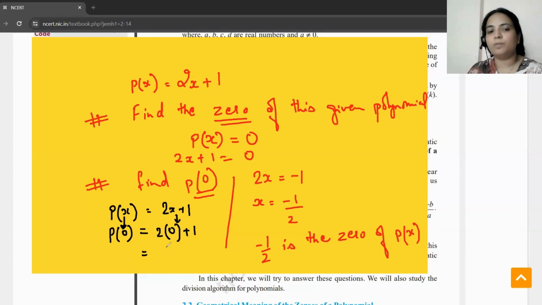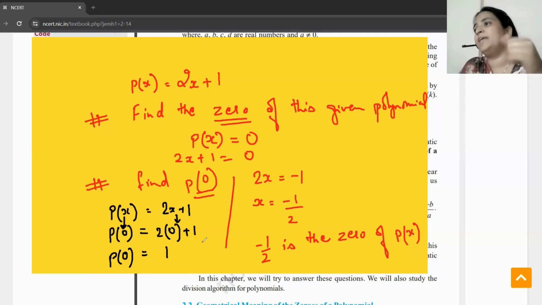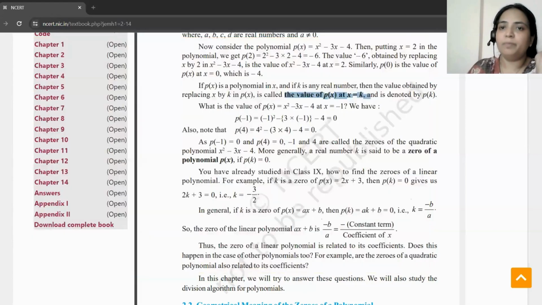So what is that now? Two zeros are 0, plus 1. So P of 0 is 1. Did you get this or not, everyone? Is this clear or not? Finding the zero of a polynomial is putting the polynomial equals to 0 and finding the value of the variable there. But finding P of 0 means you're replacing the variable with the 0. Is this clear, everyone? Should I move on? Okay. Now, give me 1 minute.